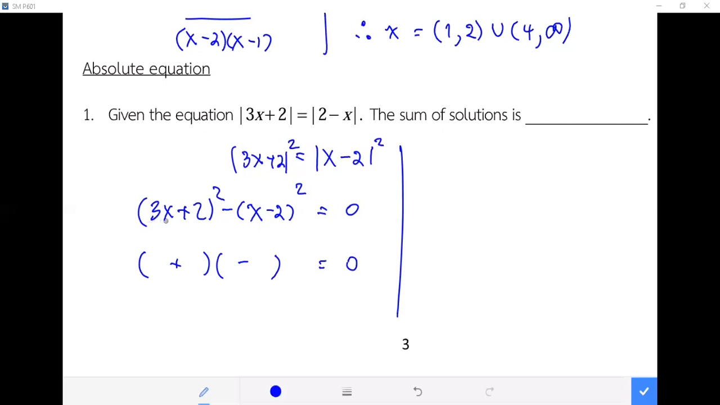So the sum of 3x plus 2 and x minus 2 is 4x, right? Plus 2 minus 2, okay, that's gone. You get 0, and then find the difference of them. 3x minus x is just 2x, and then 2 minus minus 2 is plus, right? So it's going to be plus 4, and it's equal to 0. So divide by 4 on both sides. This is gone, right? And then divide by 2 on both sides.